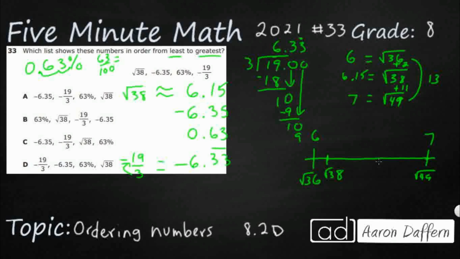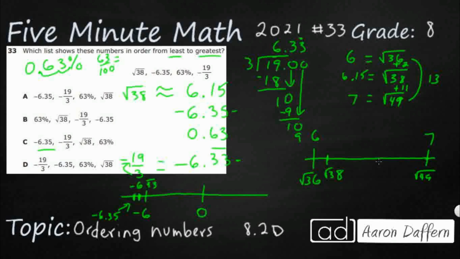Now, we have a little bit of a decision to make right here. These two are both negative, and I'm going to put these at 0. So remember, the smaller the number, if it's negative, that means the closer it is to 0. So right here, I'm going to get negative 6.33 repeating. It doesn't matter how much it repeats. That's going to be right there. But then just barely past it is going to be negative 6.35. So they're super, super close. But that negative 6.35 is actually going to be smallest.